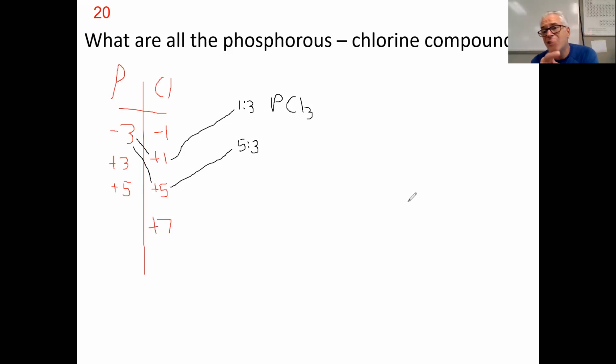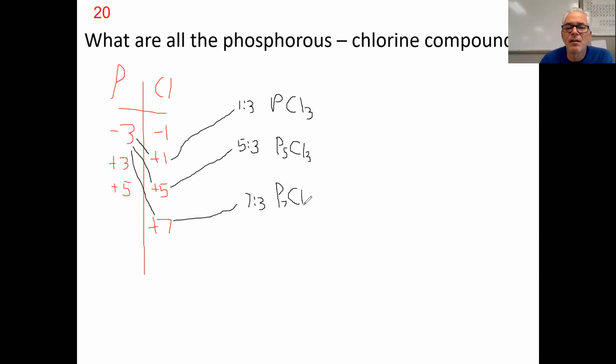Now, how did I know that? I kind of switched them, right? If I have 5 -3s, that gives me -15. And if I have 3 +5s, it gives me +15. So this is going to be something with the formula P5Cl3. This is the second one. And then if we do 3 negative and 7 positive, it's going to be in a 7-to-3 ratio, or P7Cl3.